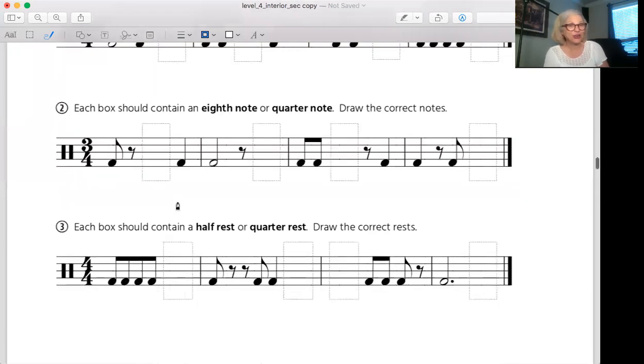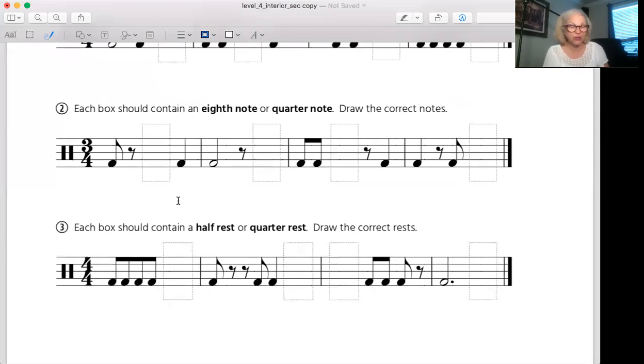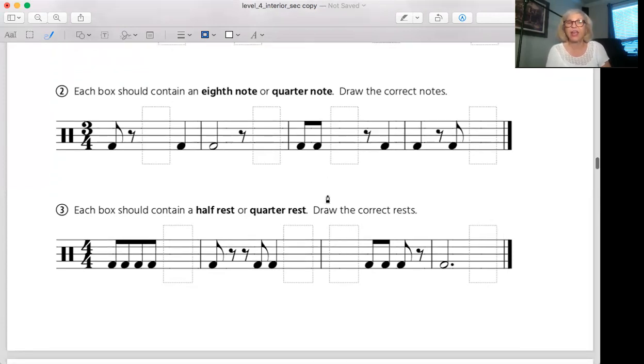Now, section 2 and section 3 will also be really quick and easy. In section 2, the box should either contain an 8th note or a quarter note. Draw the correct notes in section 2, and then go on to section 3, and you will be drawing either half rests or quarter rests. Pause your video, complete section 2 and 3.